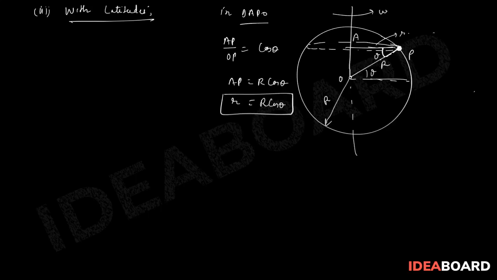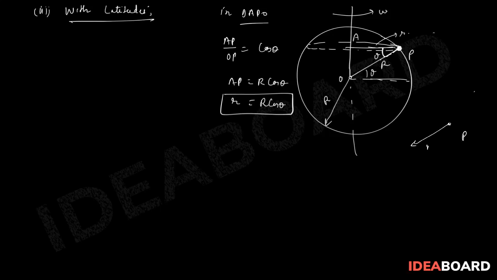So let's say triangle APO. So in triangle APO we can relate what this angle is, theta. So AP by OP is equal to cos theta. So AP is going to be R cos theta, and obviously this AP is small r, so small r is equal to R cos theta. Perfect.